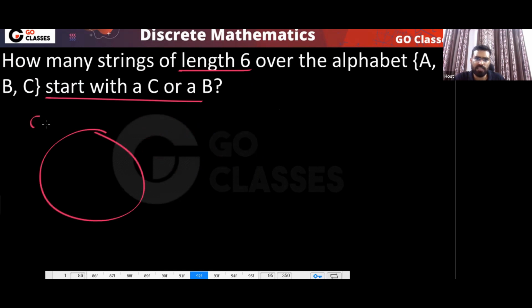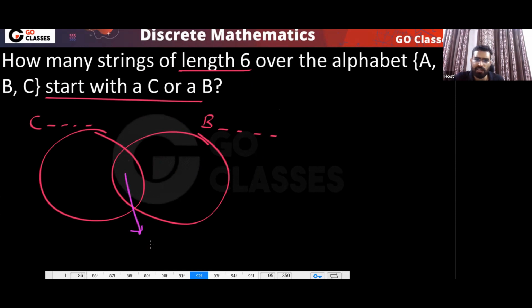So either they start with C or they start with B. So can anyone tell me this intersection? What is the cardinality of this intersection? How many elements do we have here? Zero, right? So these are disjoint.